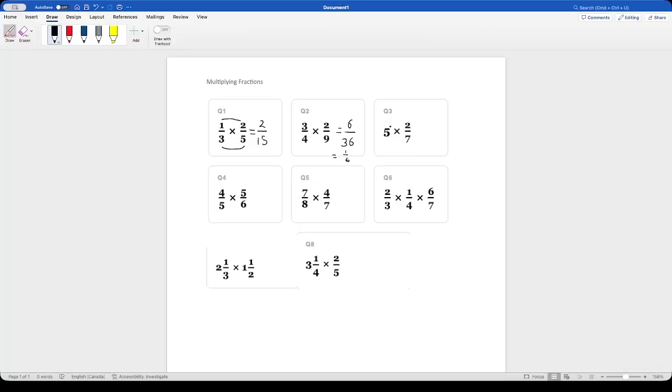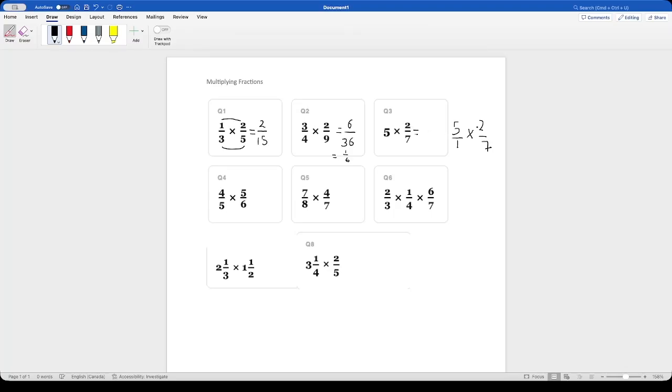All right, moving on to question 3. Now, here we have a whole number, right? This isn't a fraction, okay? But the solution is very simple. Whenever you see that one of your numbers is not a fraction, all you have to do is put a 1 under it. So we can rewrite this question like this. We can write it as 5 over 1, because we put a 1 under the 5, times 2 over 7. Whenever you see a whole number like this, you put a 1 under it and that's it. And then you multiply.